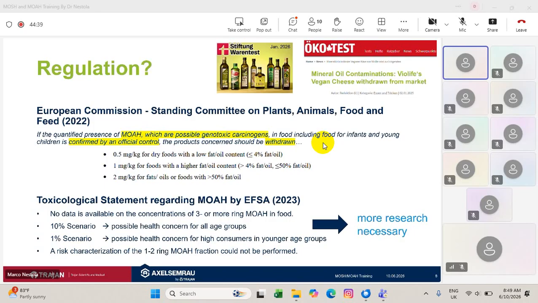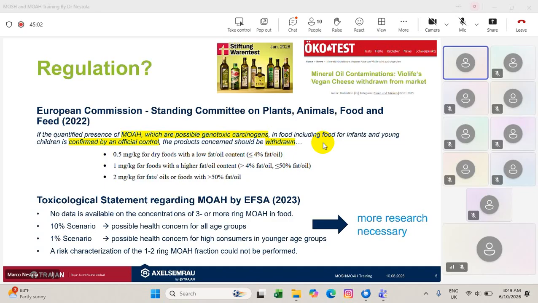Nobody knows at which levels they are inside food because they cannot be analyzed, because as you might know, MOAH analytics is not the easiest one. You can imagine you have MOAH and you still need to split it into the toxic ones and the non-toxic ones, it gets even more complex. That's the basic idea behind GC times GC.